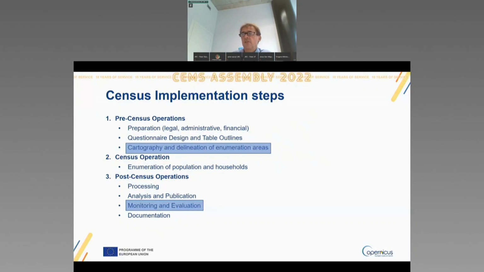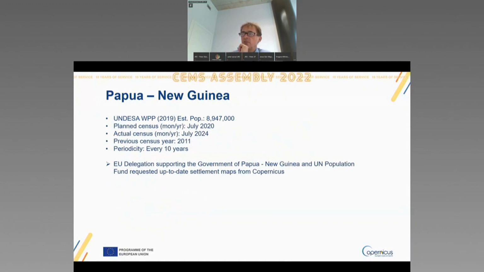Then the actual census happens, so enumerators go to the field and talk to the people, understand their living conditions, etc. But that then needs to be also monitored. So did we really go to all the houses that we were planning to map? And this is then also in the post-census operations where we can support with the monitoring and evaluation using our data. And we have been doing this so far in 2 countries.